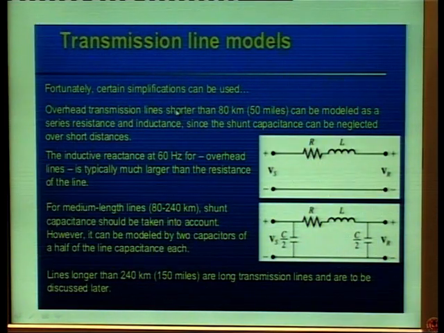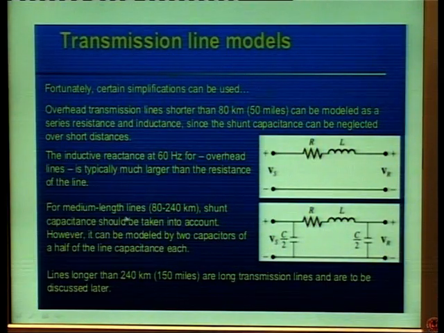So, overhead lines which are shorter than 80 kilometers can be modeled as a series resistance R and inductance L. Since the shunt capacitance can be neglected over the shorter distance, the model form is shown in the diagram. The inductive reactance at 60 Hz for an overhead line is much larger than the resistance of the line. So, L will be of significant value in the case of a shorter line.